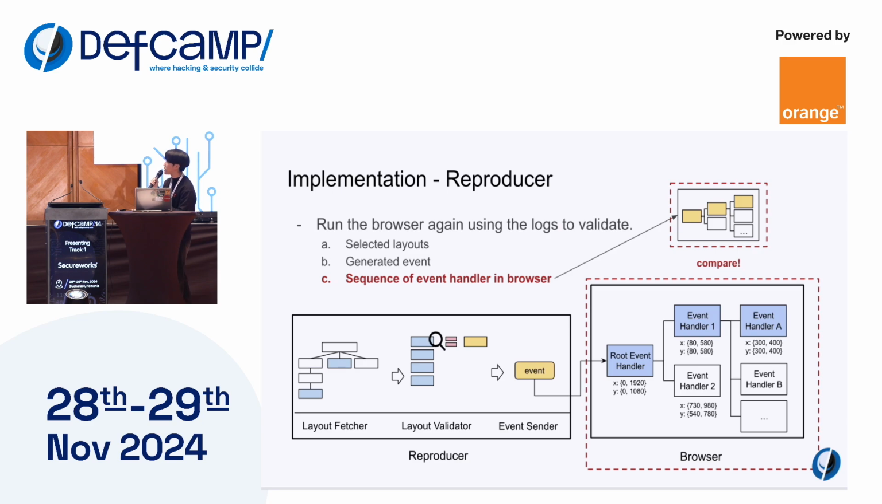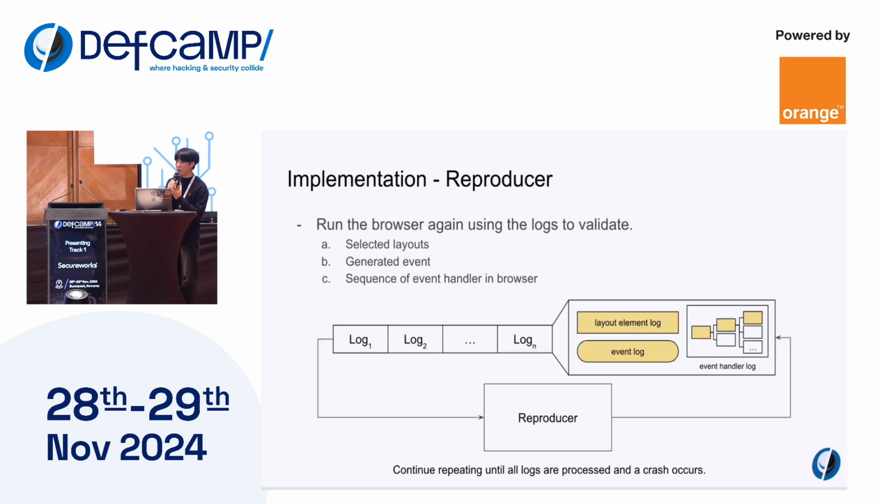And this is the final step: comparing the sequence of event handling. After sending the event, we record the browser's event handling sequence again. Then we compare the sequence with the recorded event handler logs. If they match, we go back to the first step and repeat the process. If they don't, we stop the whole process and restart the reproduction process.